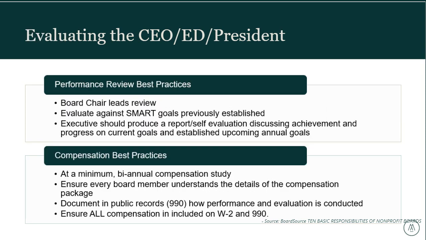Best practice is that the board chair should lead the review. This should be done on an annual basis. And in all of the organizations I work with, the executive does their own evaluation, essentially a self-evaluation, tied to the goals that have been established with the board. It should be done in writing, and that evaluation should be done at the board level. There should be a compensation study. You have to check that box on your 990. So let's make sure we're doing it every couple of years and that you have the right peers.